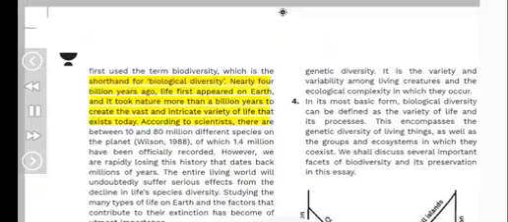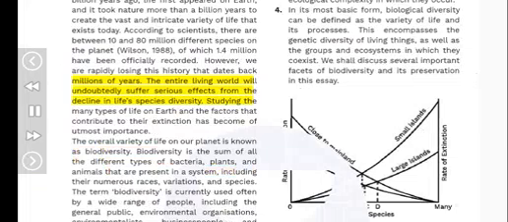Nearly 4 billion years ago, life first appeared on Earth, and it took nature more than 1 billion years to create the vast and intricate variety of life that exists today. According to scientists, there are between 10 and 80 million different species on the planet, Wilson, 1988, of which 1.4 million have been officially recorded. However, we're rapidly losing this history that dates back millions of years. The entire living world will undoubtedly suffer serious effects from the decline in life's species diversity.